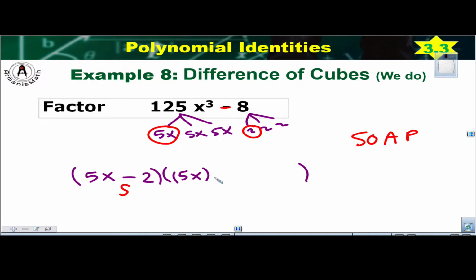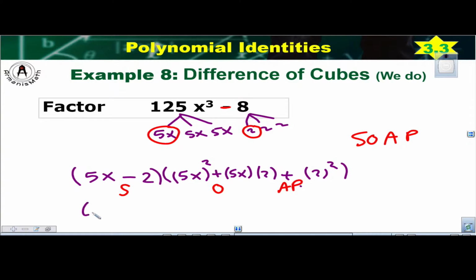And then there is a 5x squared, and then I'm going to say 5x times 2. Apparently this thing was not chubby enough. And then plus, again, I have a 2 being squared. Just as a reminder, you use S, same as whatever you start with for the sign, and then use O, opposite, and then AP, always positive.